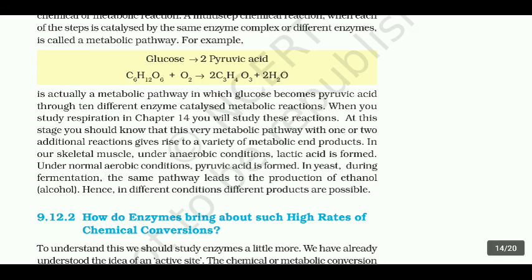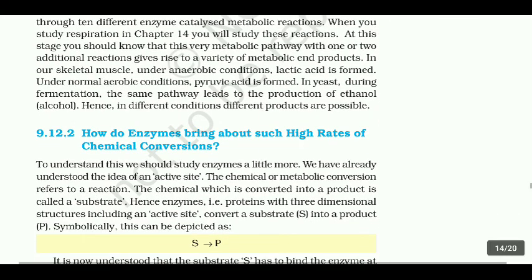At this stage, you should know that this very metabolic pathway, with one or two additional reactions, gives rise to a variety of metabolic end products. In our skeletal muscle, under anaerobic conditions, lactic acid is formed. Under normal aerobic conditions, pyruvic acid is formed. In yeast, during fermentation, the same pathway leads to the production of ethanol, alcohol. Hence, in different conditions, different products are possible.